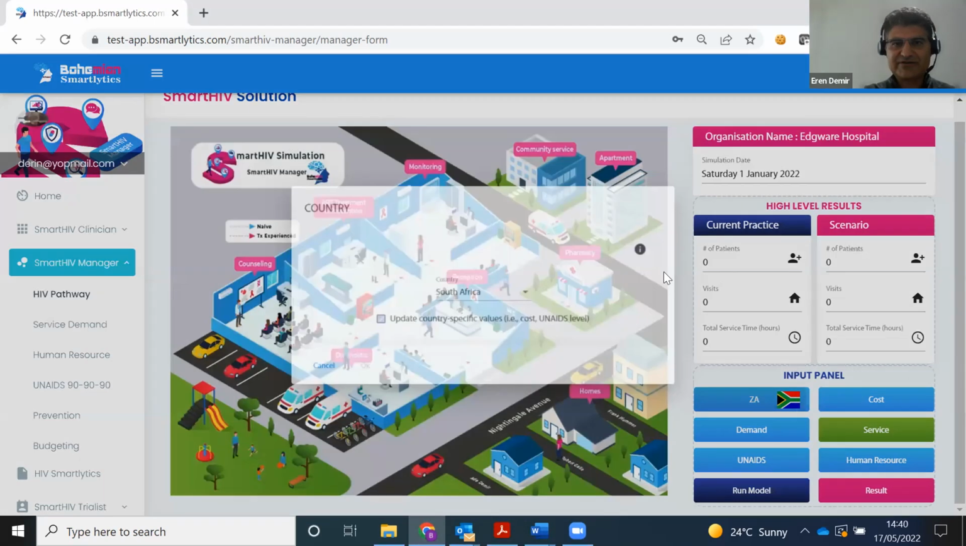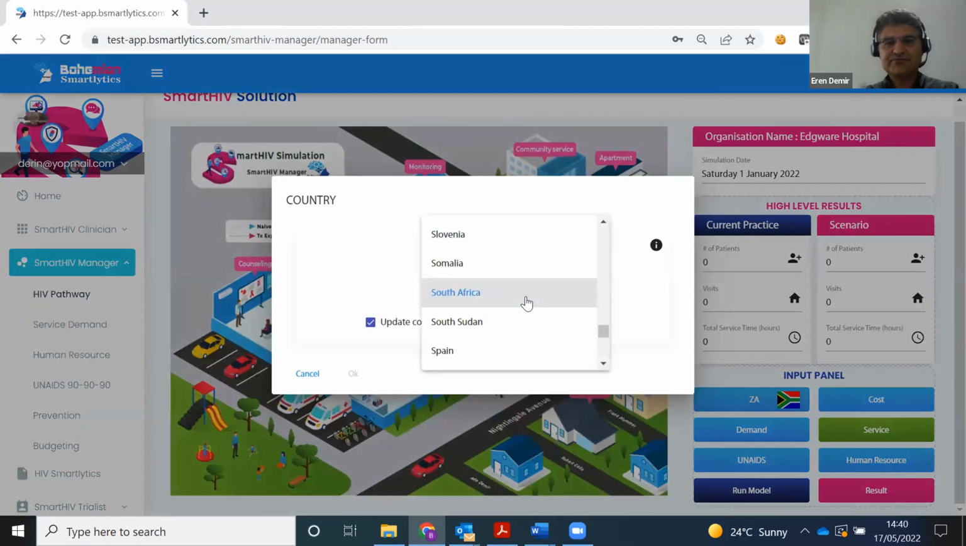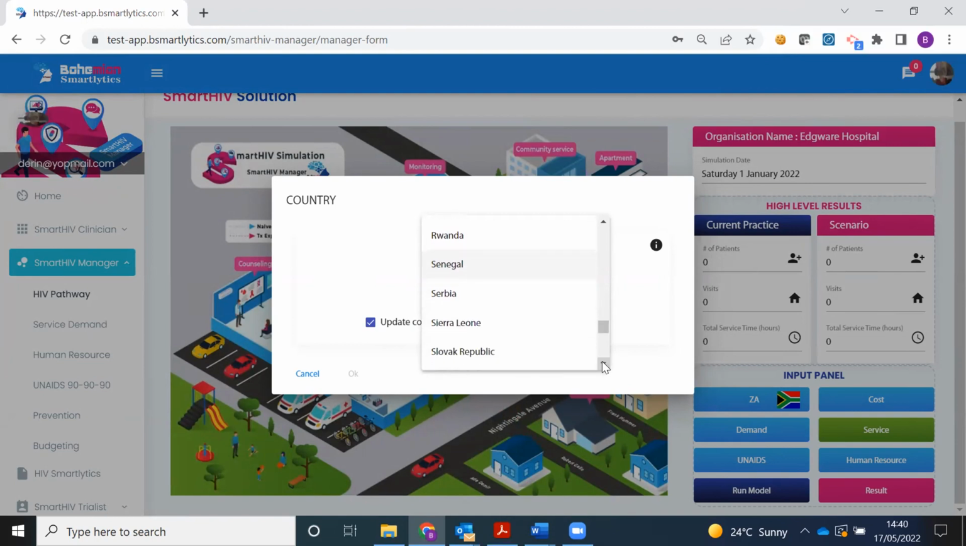So let's have a look. Let's say we're going to use, is Eswatini in the list? If not, is it called Swaziland? Try Swaziland. Yeah, there we go. Okay.